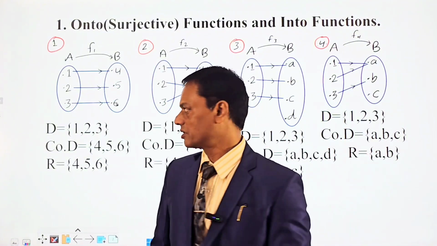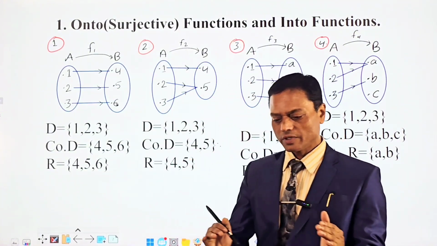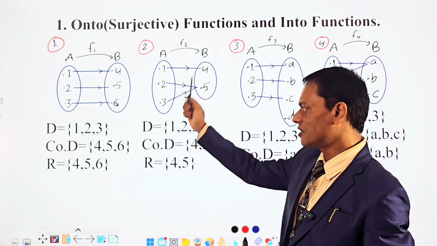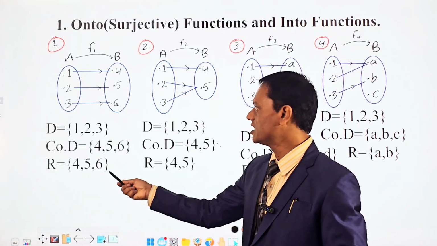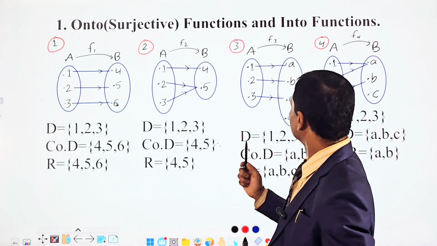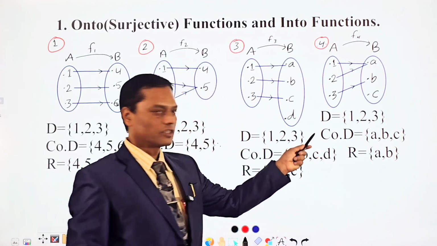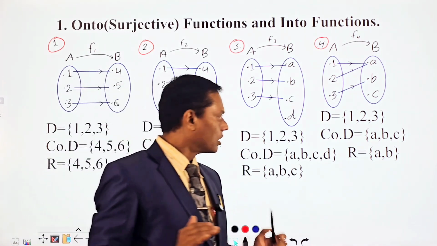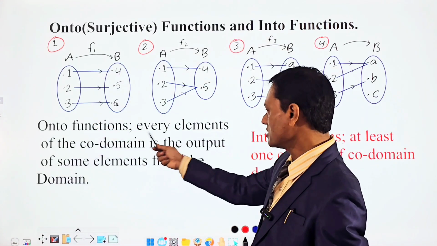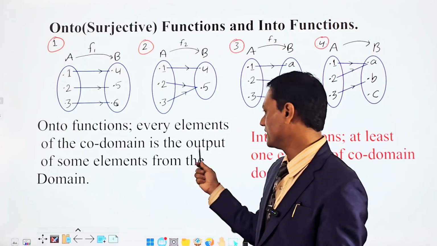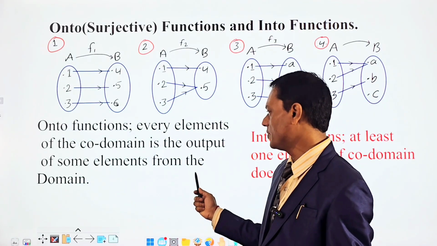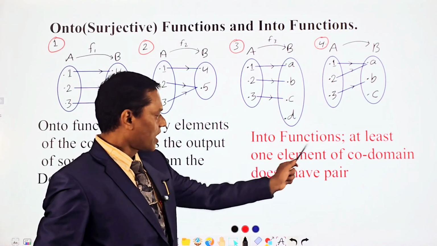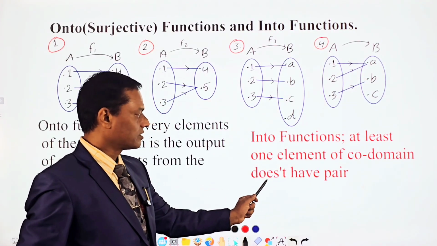into functions. Okay? I had explained the onto function a little in the previous video as well. In onto function, the codomain and the range are equal, but in into function, the range is a subset of codomain; both are not equal. So we can understand it like this: in onto functions, every element of the codomain is the output of some element from the domain, and in into functions, at least one element of the codomain doesn't have a pair.